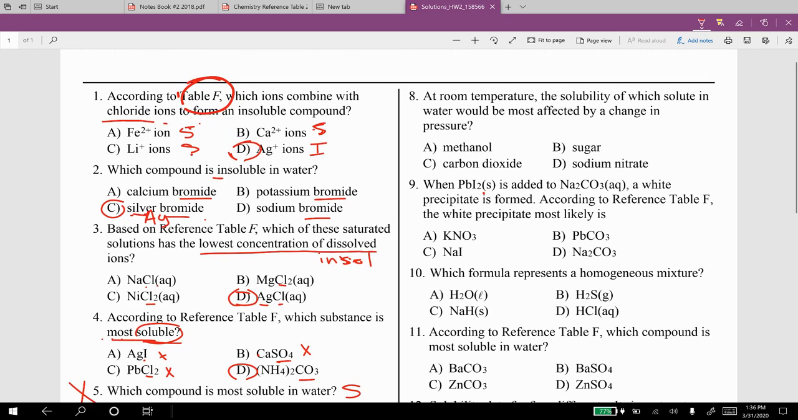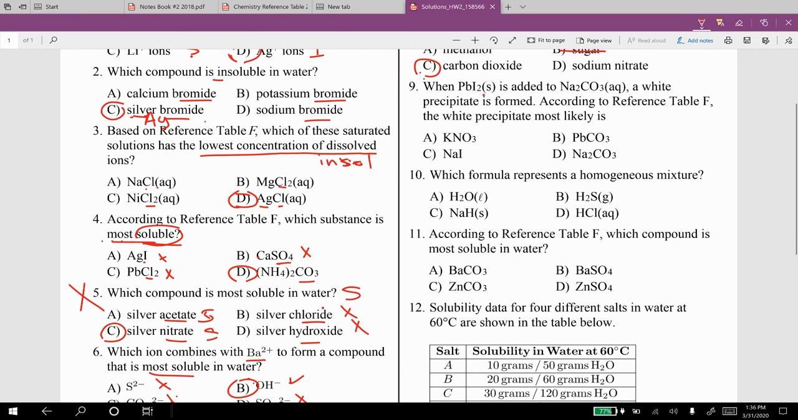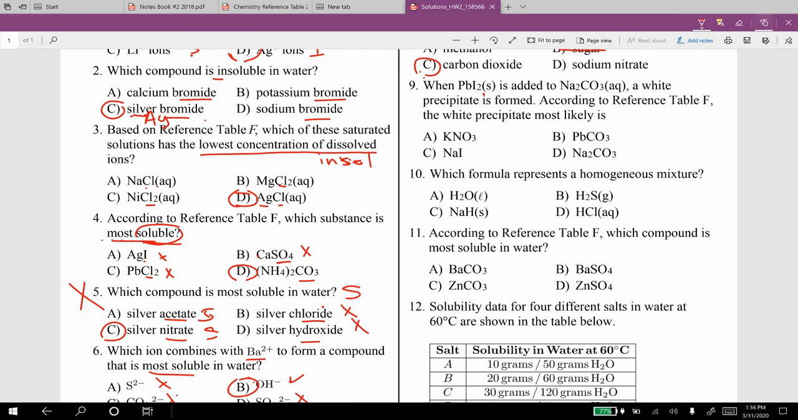Okay. So now at room temperature, the solubility of which solute in water would be most affected by a change in pressure, right? Pressure just means squeezing something, right? The only particles that can squeeze together are the particles of a gas. And now it's up to you to figure out which one of those is a gas. Well, hopefully you know sugar is not a gas. And I hope you know that carbon dioxide is a gas. Okay, so now when lead iodide is added to sodium carbonate, a white precipitate is formed.